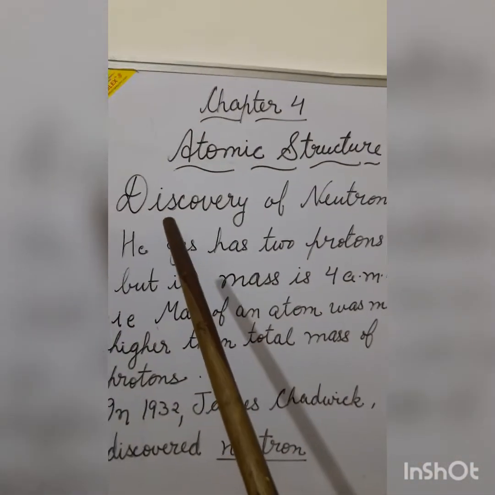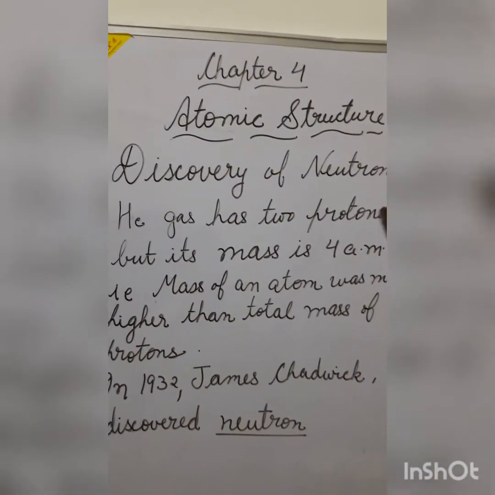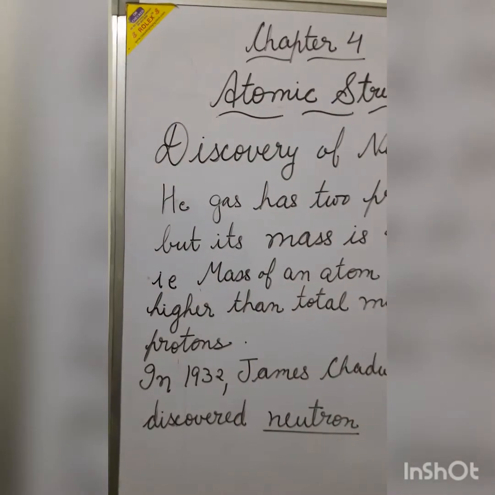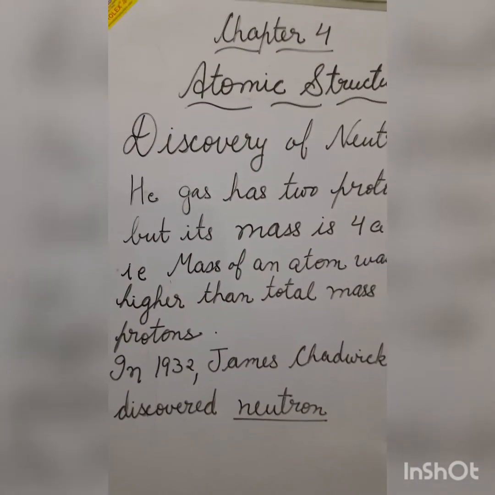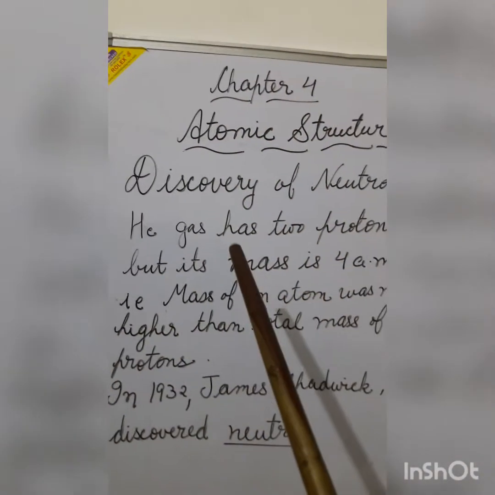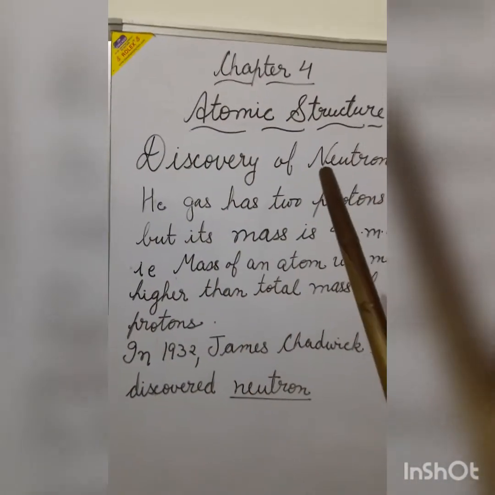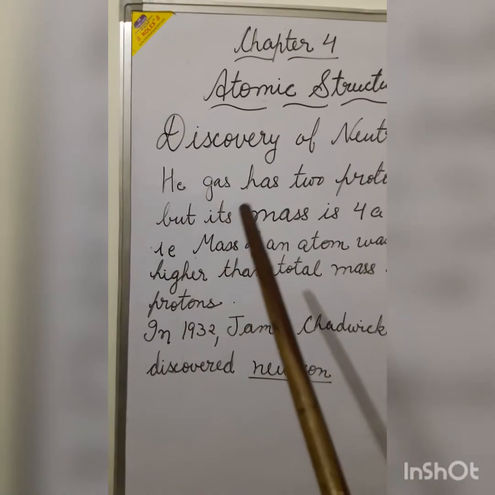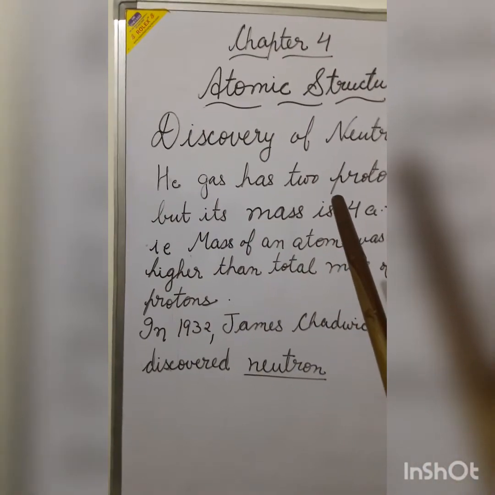Now, after the discovery of electron and proton, for many years it was thought that only two subatomic particles are present in the atom. But some studies made the scientists discover that some other particle is present in atom, which is having a mass but no charge, for the stability of the atom.